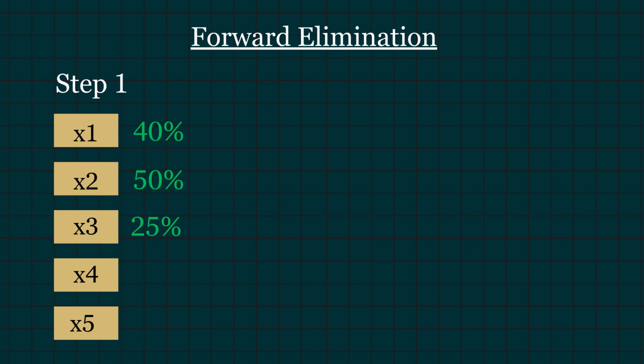Let's say we have 5 features x1, x2, x3, x4 and x5. In step 1, first we have to test each feature individually and find out its accuracy score. So suppose after finding out the accuracy score, we get 40% for x1, 50% for x2, 25% for x3, 35% for x4 and 20% for x5. As x2 has the highest accuracy score, we carry on with it to the second step.